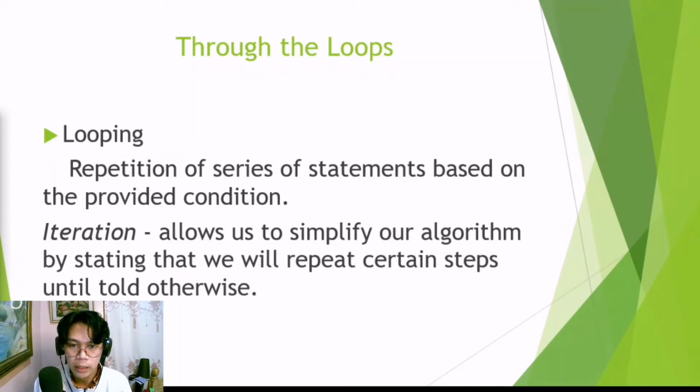So first, looping is a repetition of a series of statements based on the provided condition. One pass of a loop is considered an iteration, and an iteration allows us to simplify our algorithm by stating that we will repeat certain steps until told otherwise. So looping is a great way for us to save effort and time when we code. Instead of coding multiple couts, it's better to just use the loop statement.